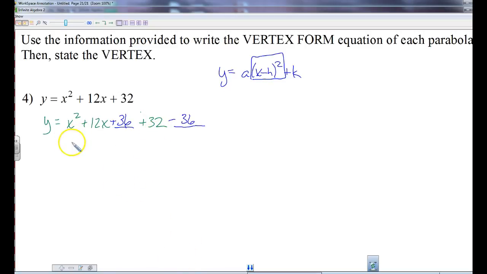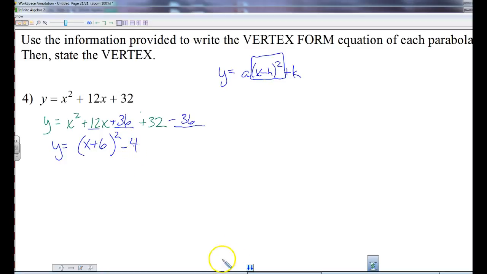This now gives us a perfect square trinomial that's x plus half of this number, x plus 6 squared, plus 32 minus 36 is negative 4. So it's actually minus 4. Look there, we are all done. We now have a parabola in vertex form.